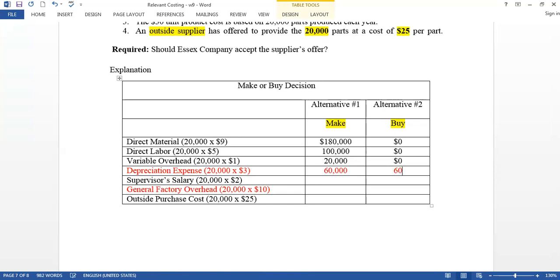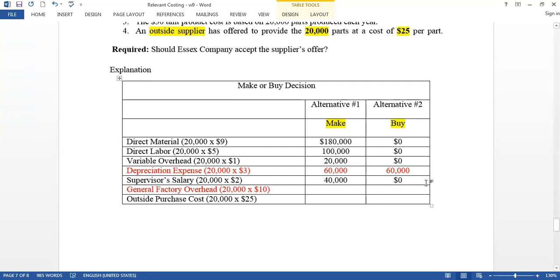Do not have any difference, you make it or buy it. You already have equipment, right? And this equipment does not have any alternative use, no resale value. So you make it or buy it, the cost is similar. Now supervisor salary, if you make, then you have to pay the salary to the supervisor. And how much? It is $40,000. If you buy it, you don't need to pay any salary to anyone, right?